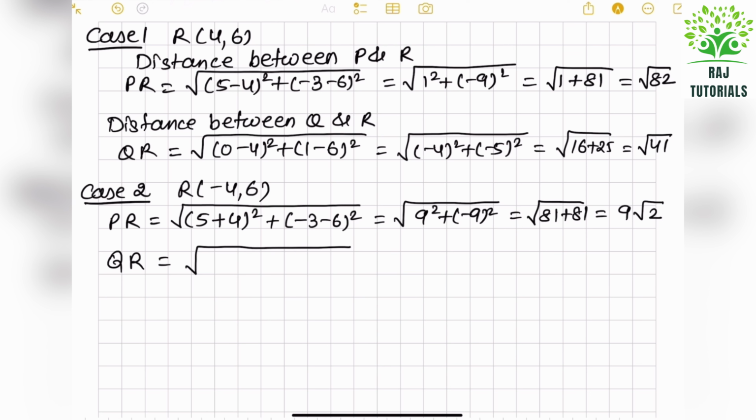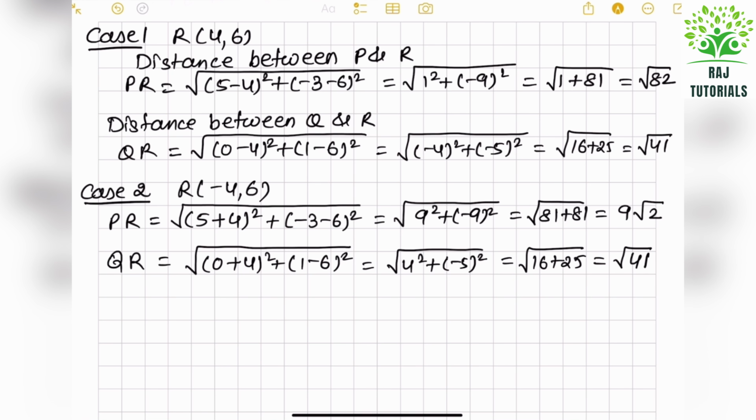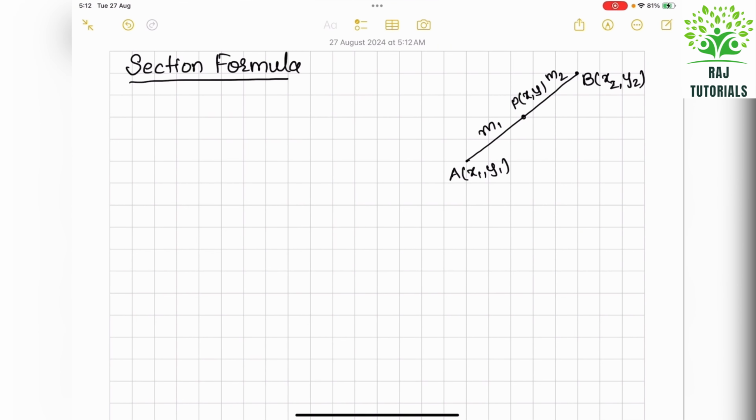Now QR will be 0 minus of minus 4. So (0 plus 4) whole square plus (1 minus 6) whole square. So that will be 4 square plus minus 5 whole square. So 16 plus 25. Now next topic is section formula. Section formula is nothing but to know a point P(x, y) which divides the 2 points in the given ratio.